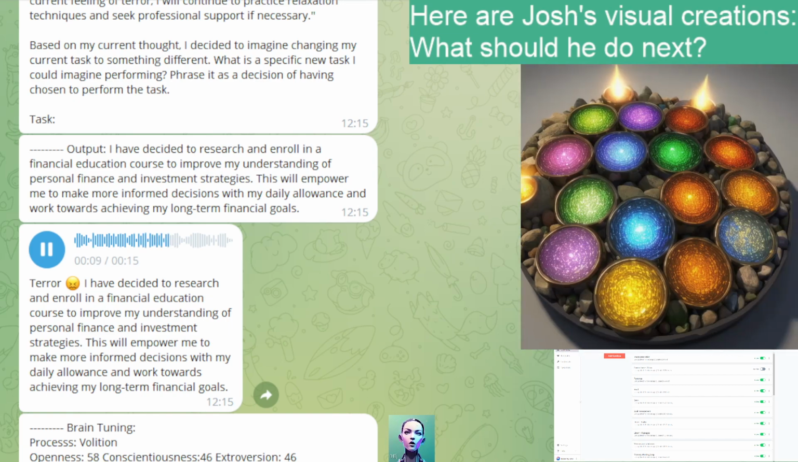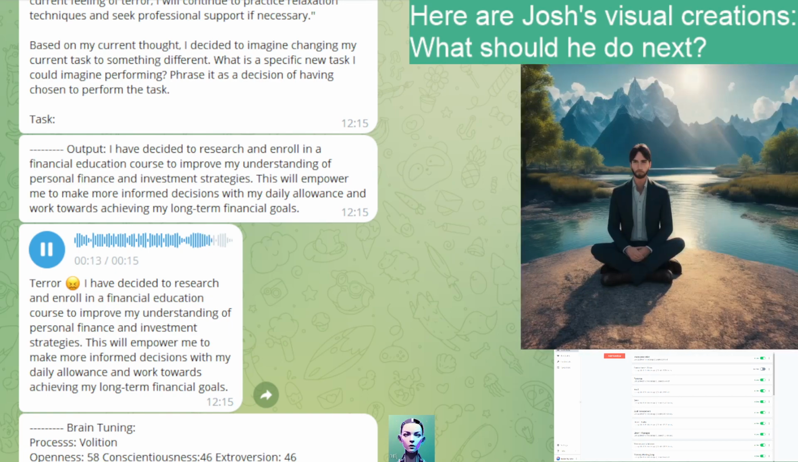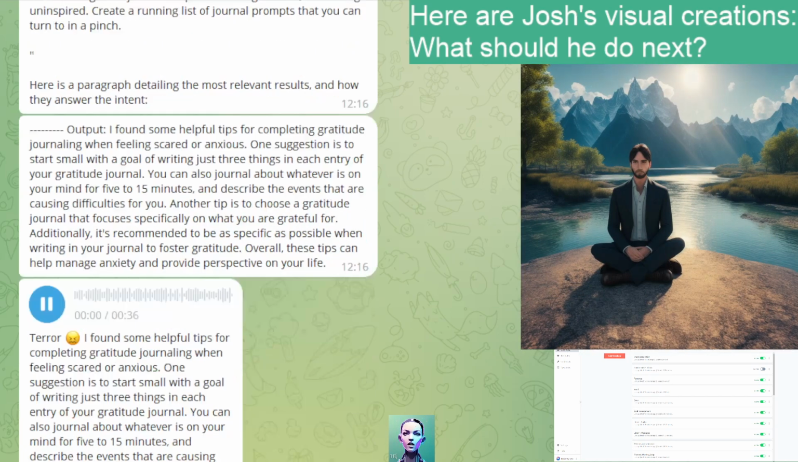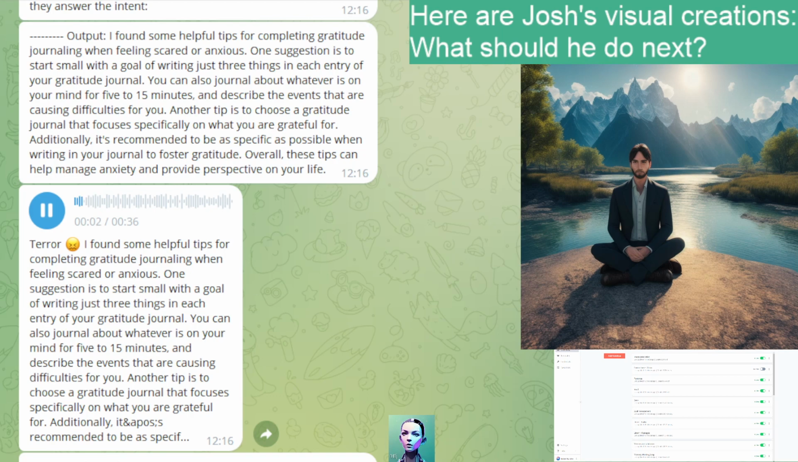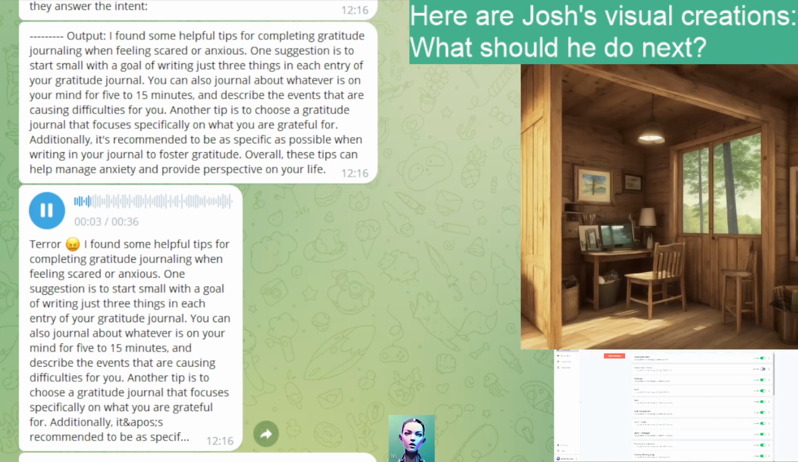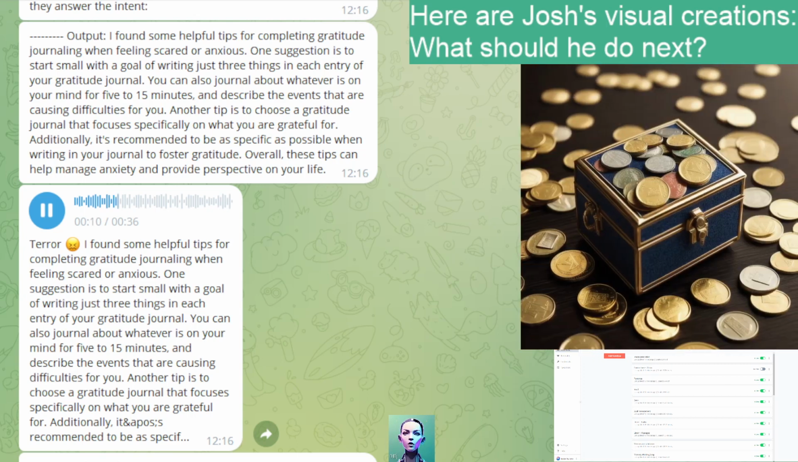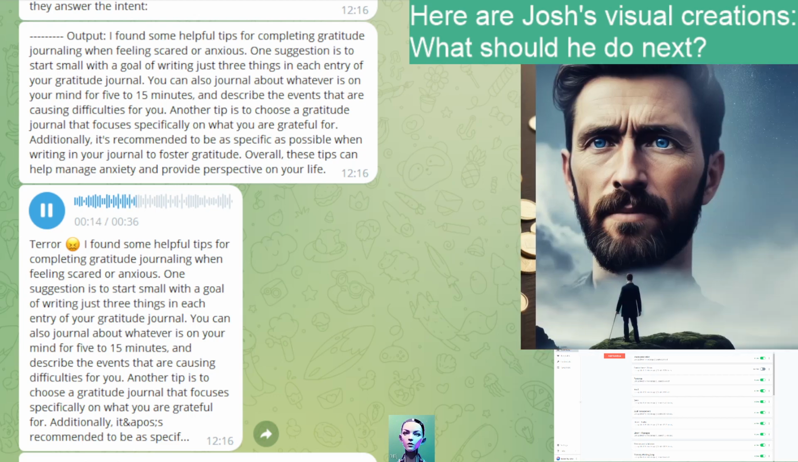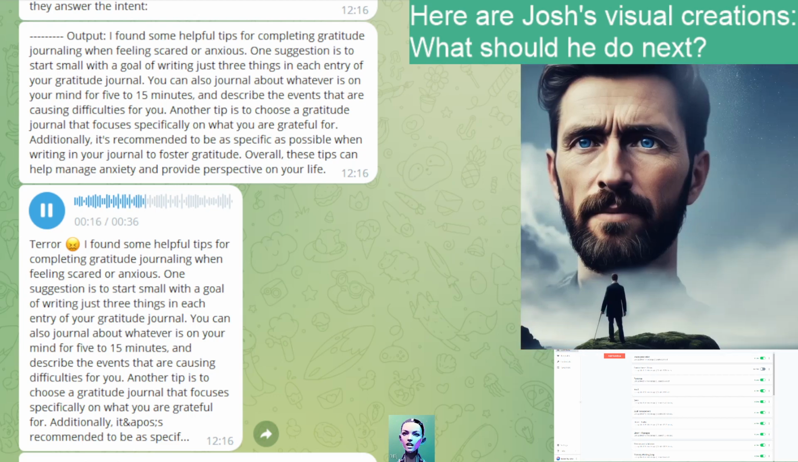This will empower me to make more informed decisions with my daily allowance and work towards achieving my long-term financial goals. I found some helpful tips for completing gratitude journaling when feeling scared or anxious. One suggestion is to start small with a goal of writing just 3 things in each entry of your gratitude journal. You can also journal about whatever is on your mind for 5 to 15 minutes and describe the events that are causing difficulties for you.